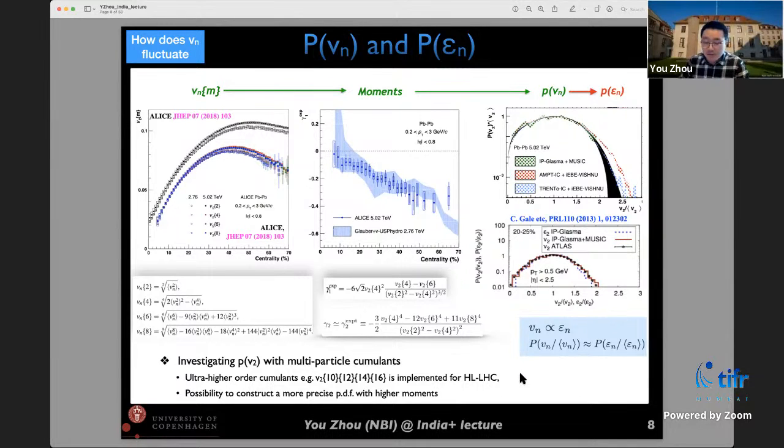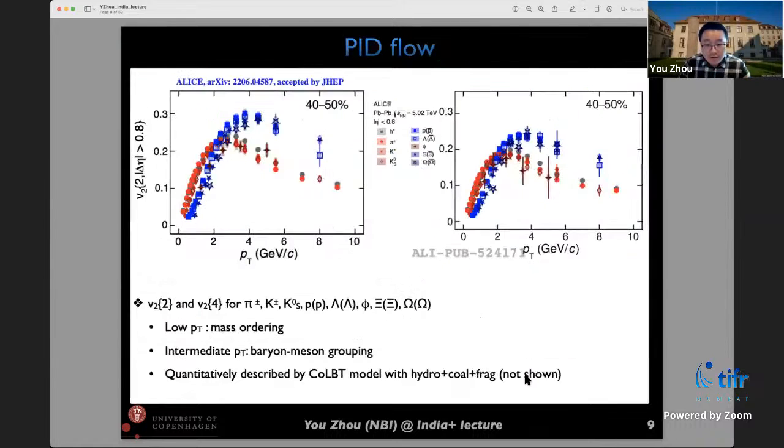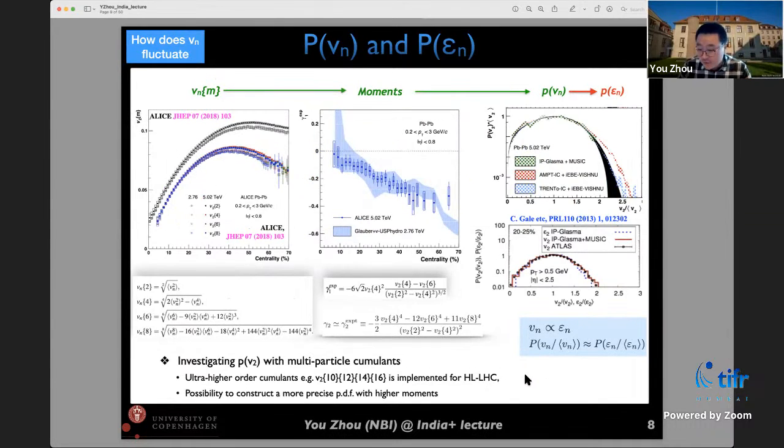And then, in fact, we also developed a new method which allows you to measure V2 with a 10 particle, 12 particle, 14 particle, or even 16 particle cumulant if you want. And this has all been implemented for the high luminosity LHC, which is coming. So this is the Vn coefficient of charged particles as a function of centrality.